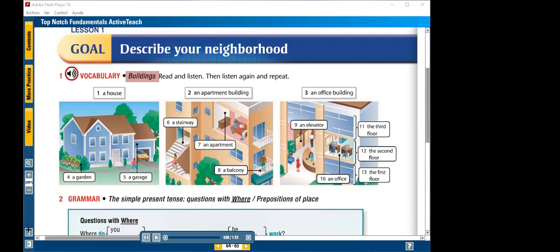Someone else who wants to continue? ¿Alguien desea continuar? Nobody? Teacher, ¿cómo se dice building? Building. Bueno, yo continúo.